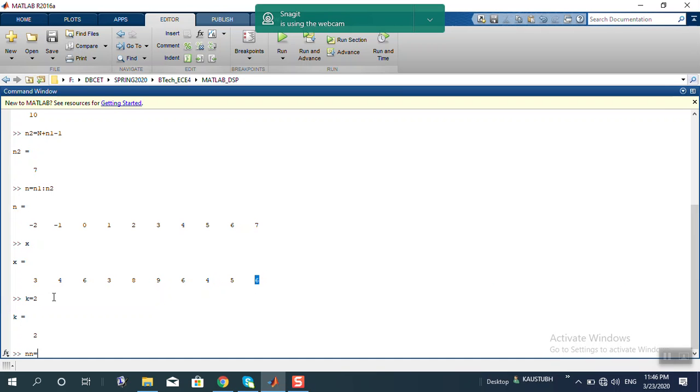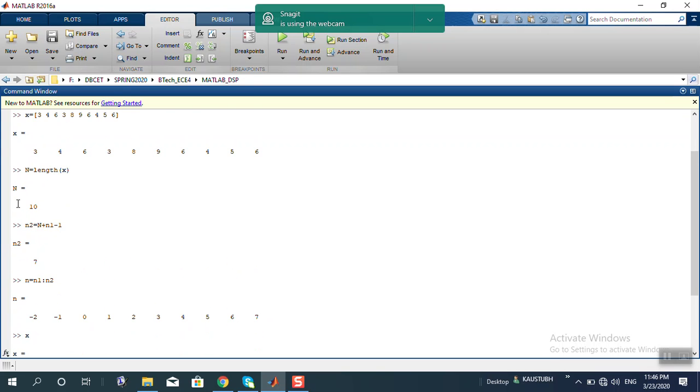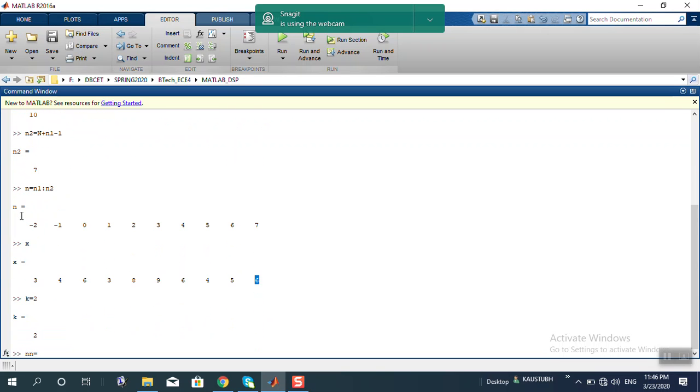So what will be the new time scale? The new time scale will be -1 to 3. How? ceil of n1 divided by k, to floor of n2 divided by k. So as you can see, -1 to 3.